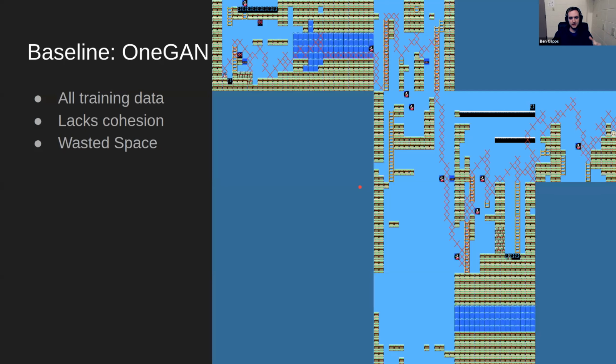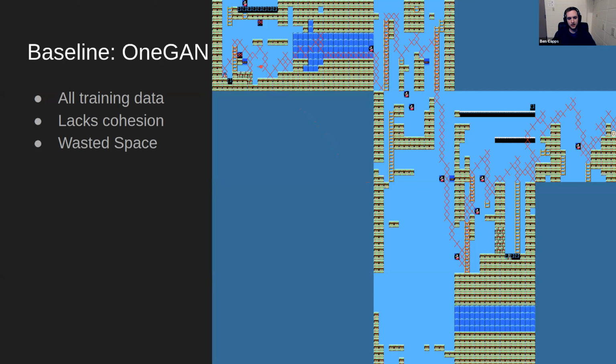And so our baseline for this is a single generative adversarial network. So we took all of the data from every single one of the VGLC levels, and we compress it all into a single training set. So regardless of if it were a horizontal segment or a corner segment or a vertical segment, all of it was put into the same training segment. And the generative adversarial network was trained based off of everything.